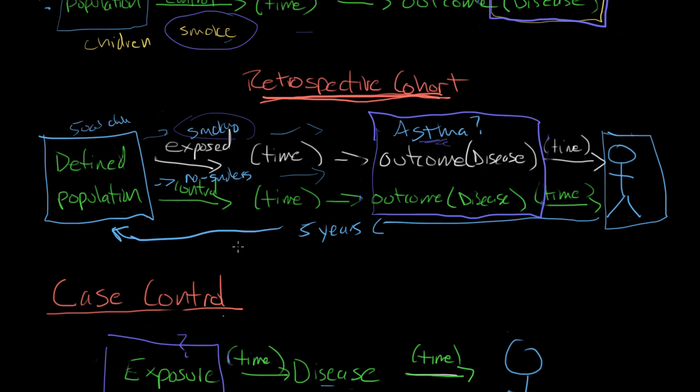In our retrospective cohort, we already know the allergen information. We know they were exposed to smoking or not smoking. We're trying to find out whether or not they developed asthma.